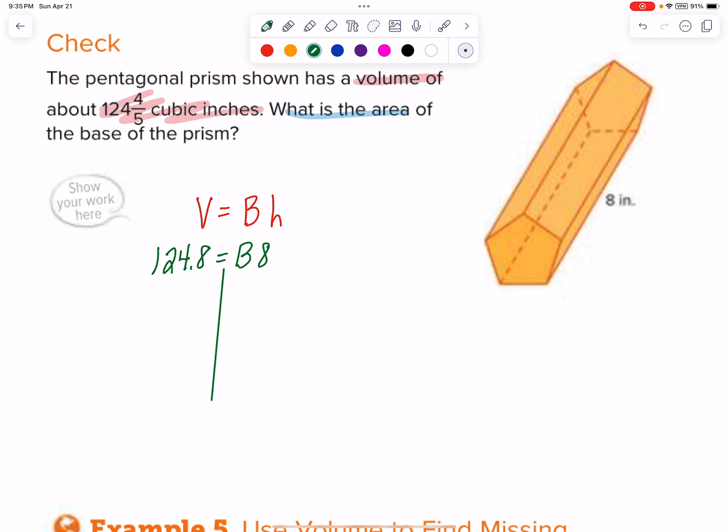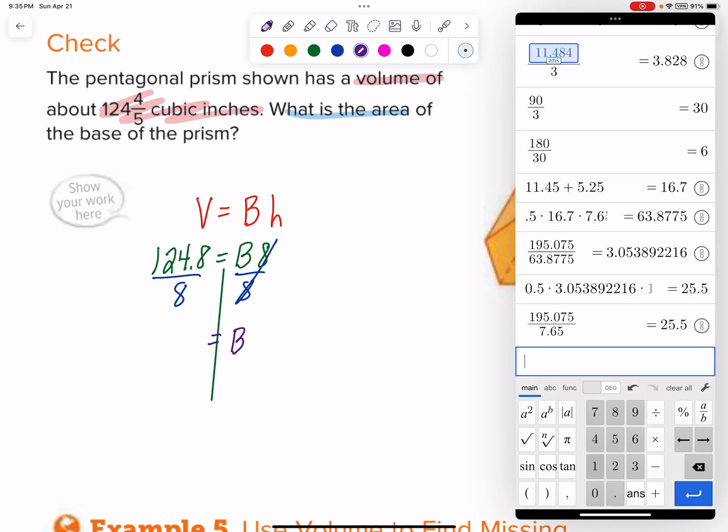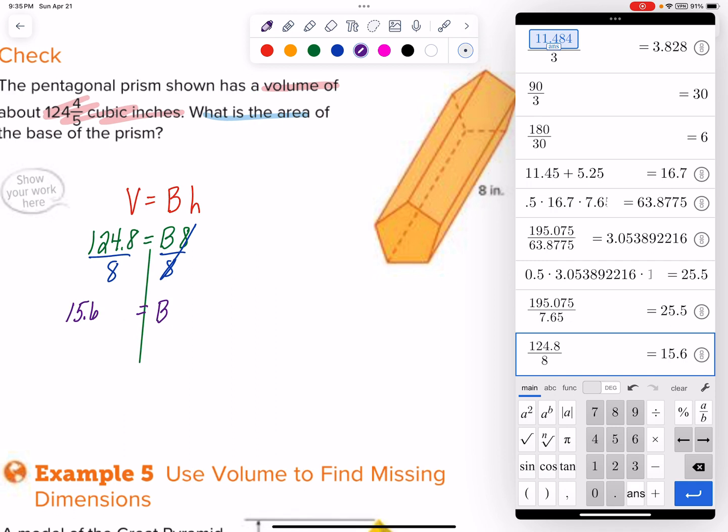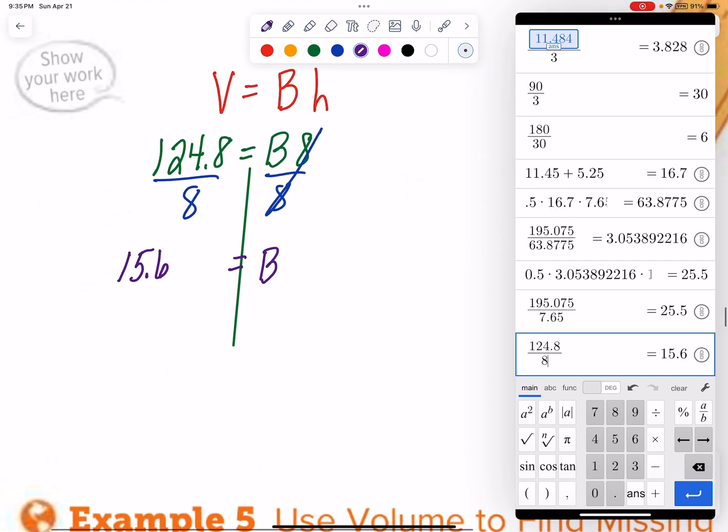All right, so we can leave it right like that. Let's separate our workspace. We just divide both sides by 8 and cross that out, and we should have our answer already of what the area of the base is. So 124.8 divided by 8, and there we go. Now think about what this is. It's an area of the base. So this is inches, and is it squared or cubed? Well, it's area, so there we go.